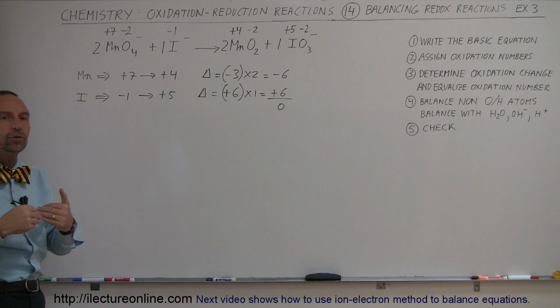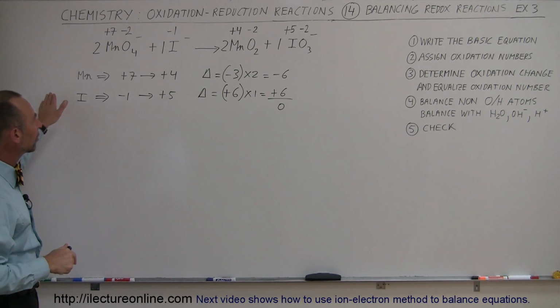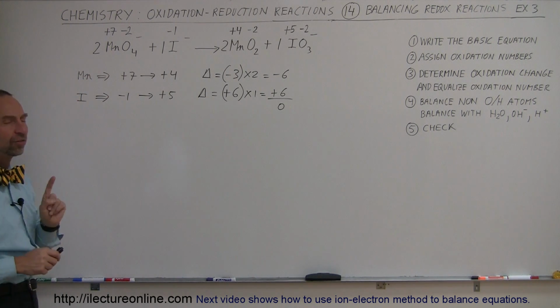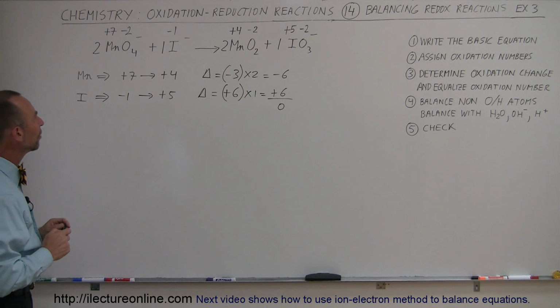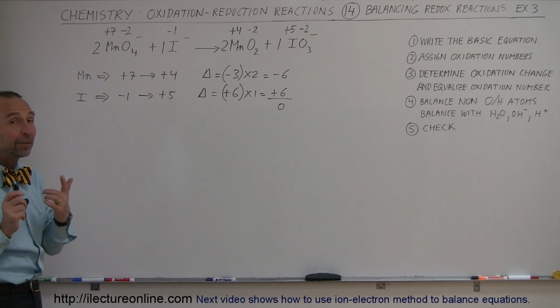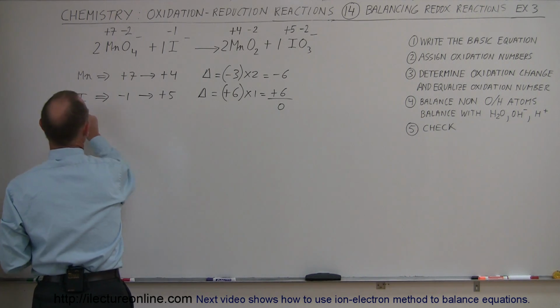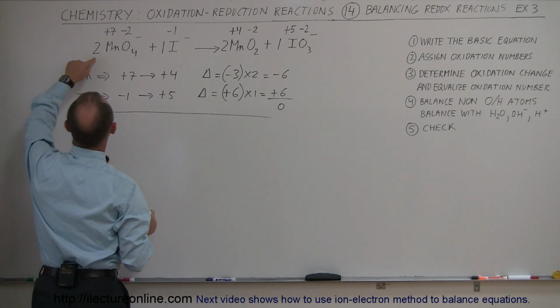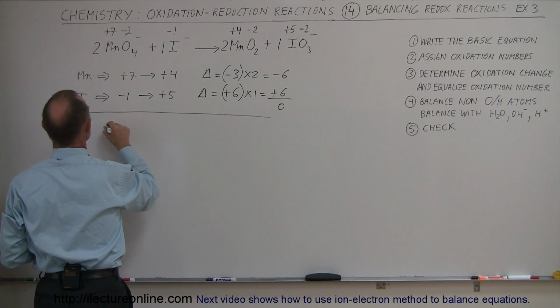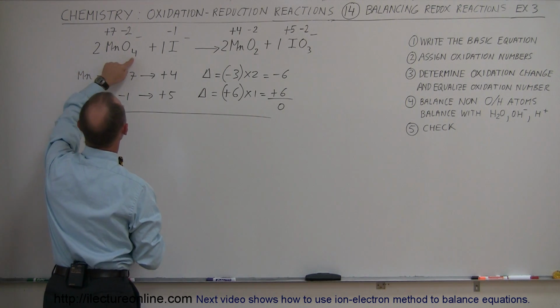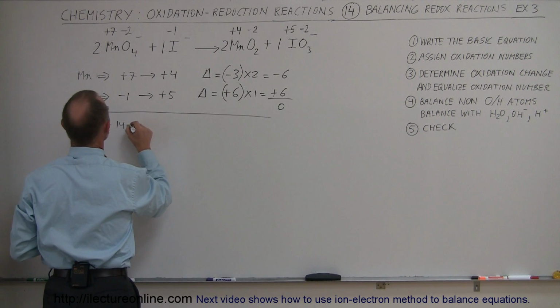That's what we normally don't do when we have a simple equation. But here, since we have a lot of ions in the equation, we want to see what the difference is in the oxidation numbers. We expect them not to be balanced at this state. So let's check it out. A check on the oxidation number: we have 2 times plus 7, that's plus 14. We have 2 times 4 is 8, times minus 2 is minus 16.